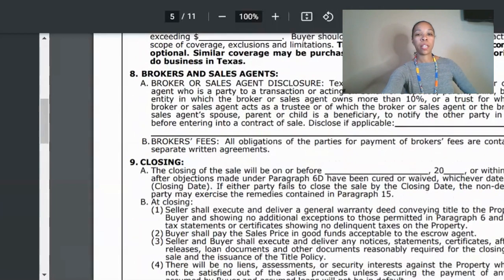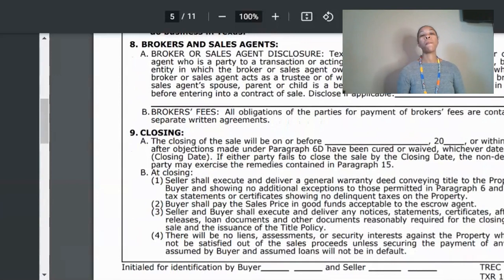Brokers and sales agents disclosure. So if I were buying a house, but I was buying it from a close relative, to be specific, sales agents, spouse, parent, child, we have to disclose those things. Other than that, we're not really protecting the public if we don't disclose certain things like that.